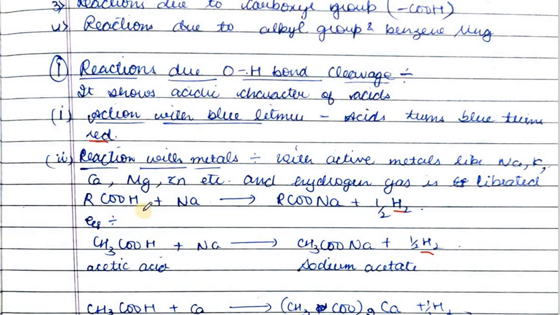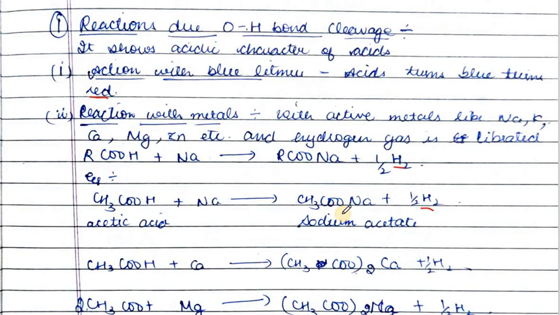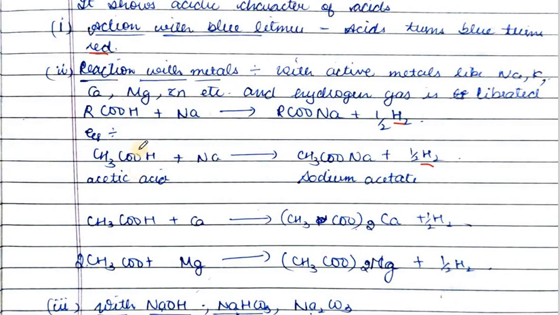With sodium, the hydrogen is replaced with sodium, and so the sodium salt of the acid is formed. If we take the example of acetic acid, sodium acetate is formed and hydrogen is liberated. And similarly, calcium has valency 2, so 2 molecules of acetic acid will react with calcium to give calcium acetate plus hydrogen. And similarly, magnesium also has valency 2, so again 2 molecules of acetic acid will react with magnesium to give magnesium acetate, and hydrogen is liberated.